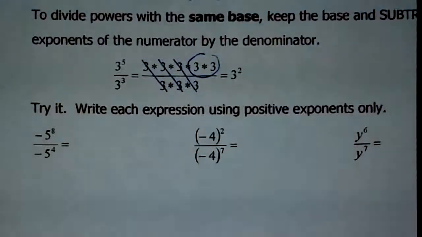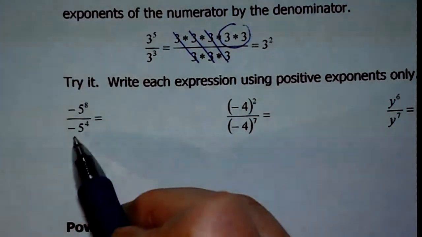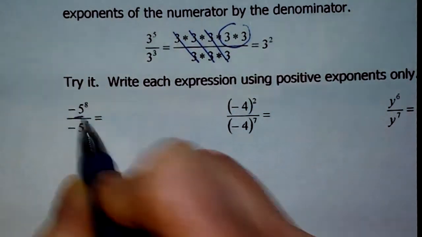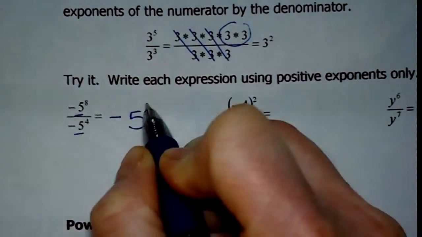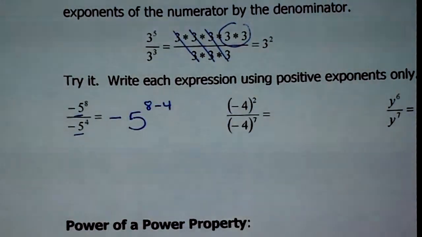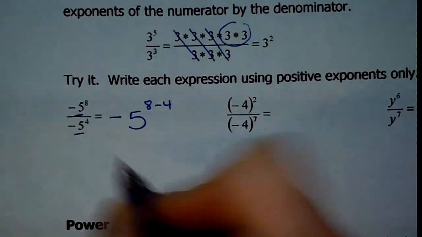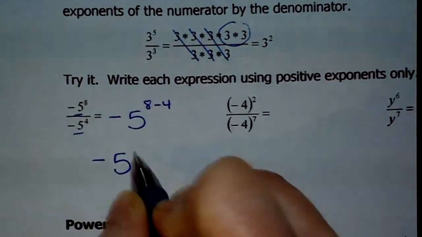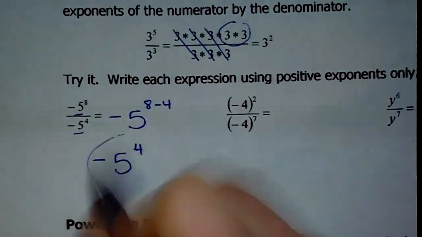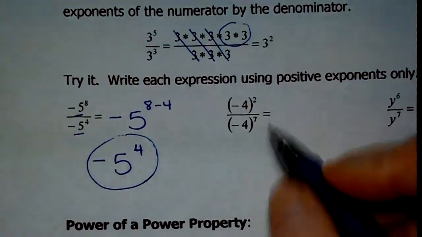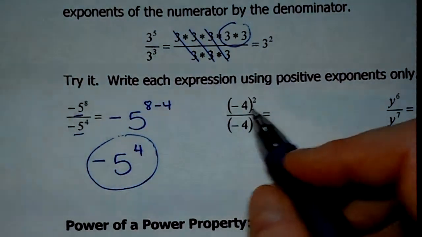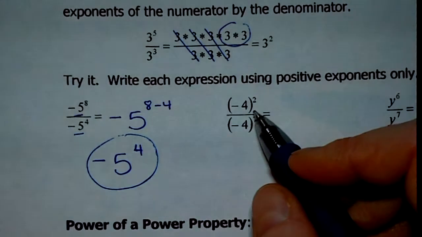So in these, I have negative 5 to the 8th over negative 5 to the 4th. Same base is being divided. All I do is bring over the base, and I subtract the exponent, top minus bottom. So this should really be negative 5 to the 4th power. I have a positive exponent. It's okay. I'm allowed to have a negative base. I just can't have a negative exponent. All right, same thing here, and this is wrapped up in parentheses, so I'm going to make sure I keep it wrapped up in parentheses.